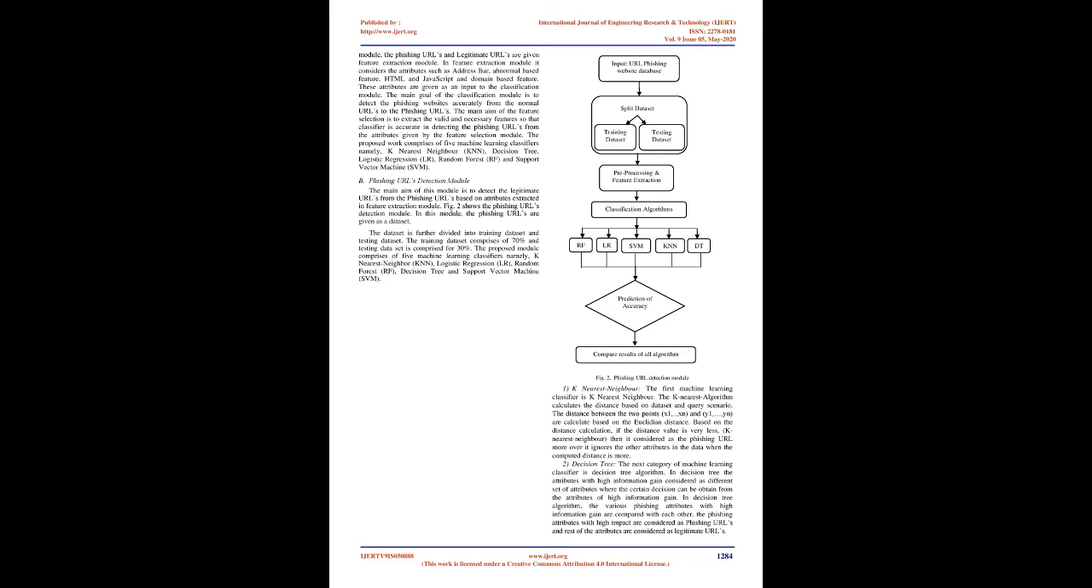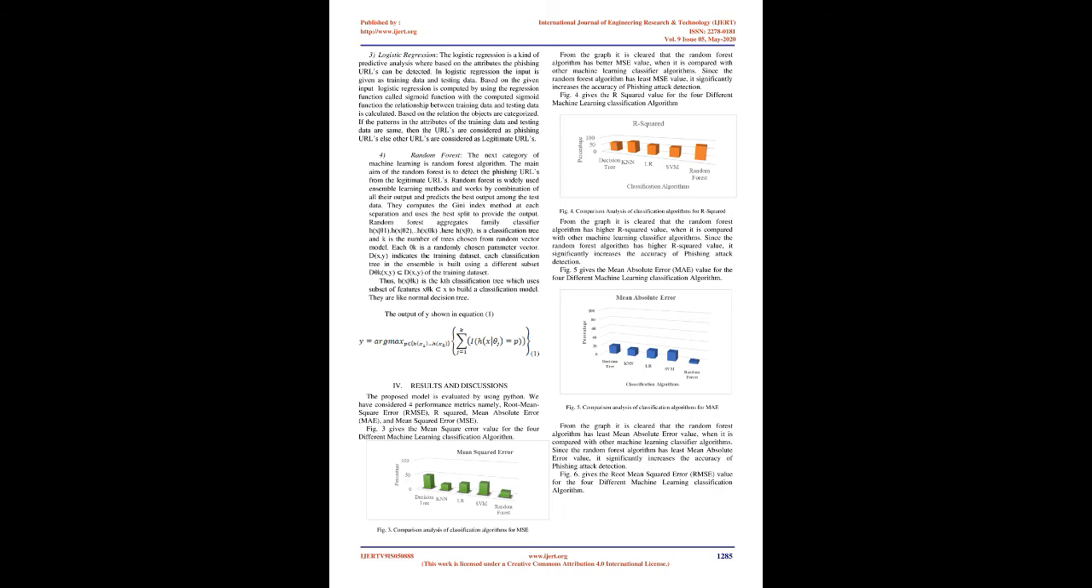The proposed work comprises 5 machine learning classifiers, namely, K-nearest neighbor, KNN, decision tree, logistic regression, LR, random forest, RF, and support vector machine, SVM. B. Phishing URLs detection module. The main aim of this module is to detect the legitimate URLs from the phishing URLs based on attributes extracted in the feature extraction module. Fig. 2 shows the phishing URLs detection module.